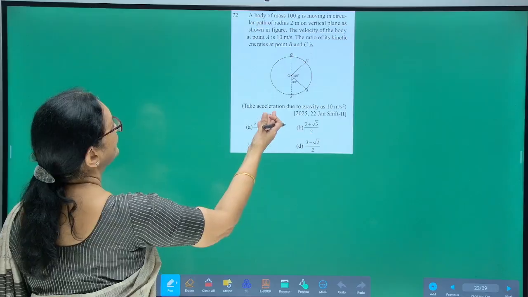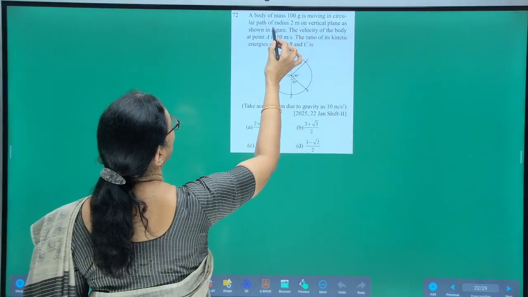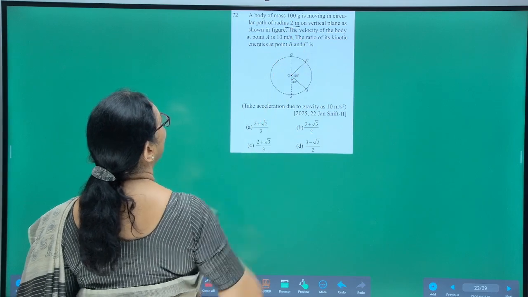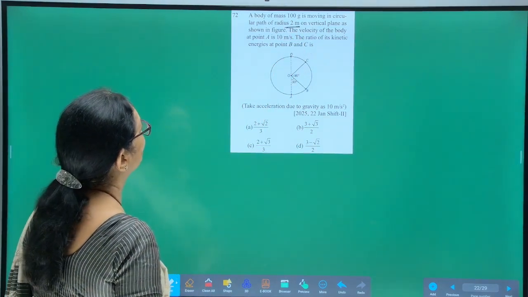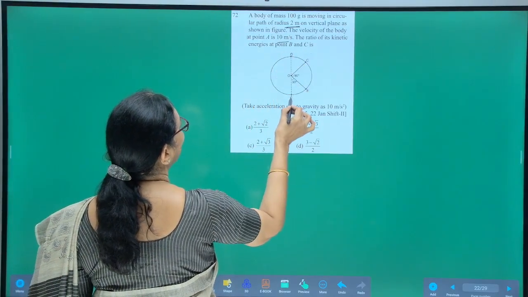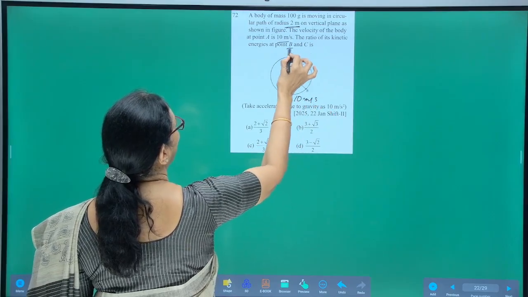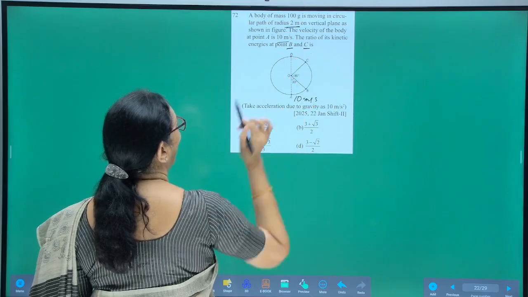Look here, this looks similar, let me check. A body of mass 100 grams is moving in a circular path of radius 2 meters on a vertical circle as shown. The velocity of the body at the point A is 10 meter per second. Find the ratio of its kinetic energies at B and C.